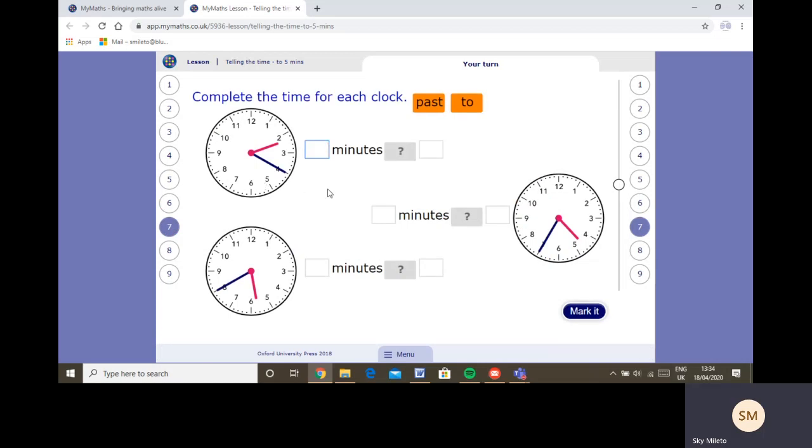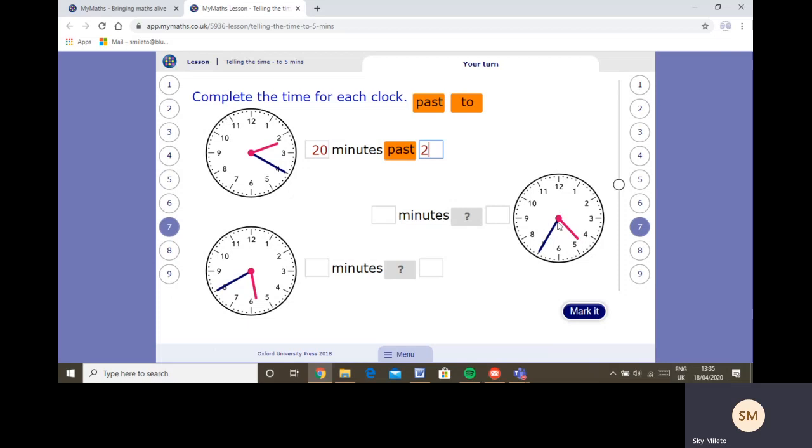So let's have a look. Here we need to think, is it past or is it to? Is it past the hour or is it to the hour? So here we can count 5, 10, 15, 20. We know it's 20 minutes past because it's on this side of the clock. And I'm looking now at the hour hand, 2.